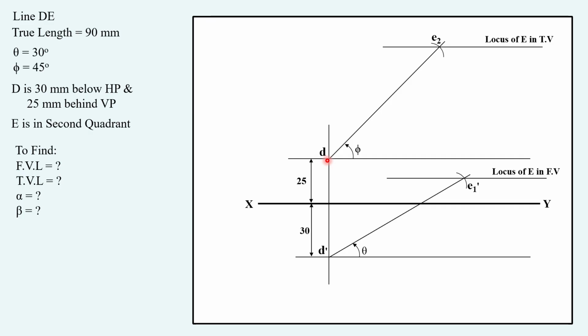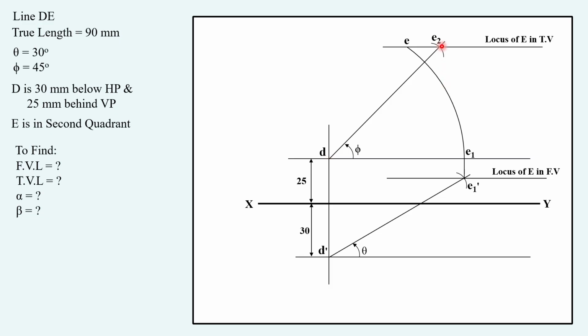Once you have obtained these two loci, then you have to project these points to the opposite view. So E1 dash will be taken up to D with the corresponding name E1. Now keeping compass on D and radius D E1 in your compass, drawing an arc until it intersects the locus of E in top view with the name E.